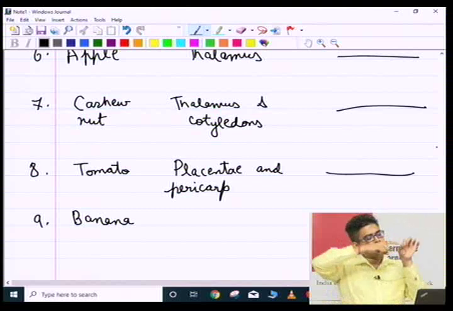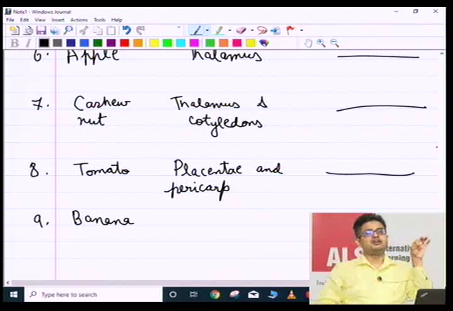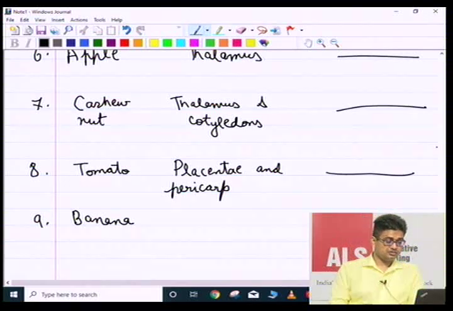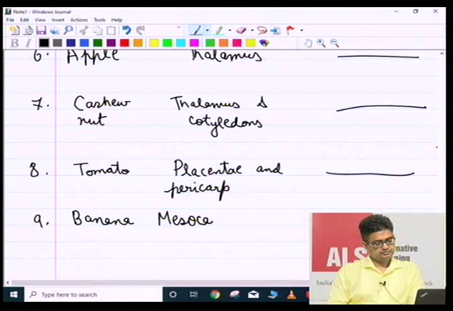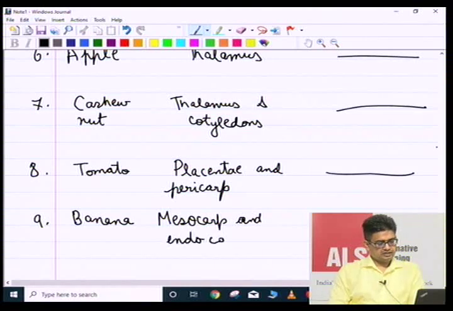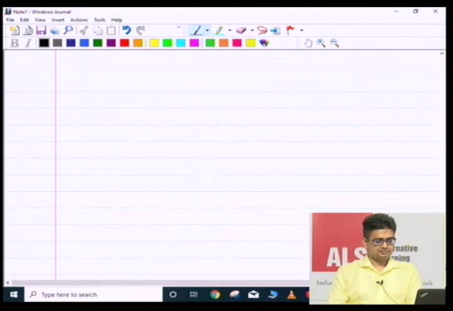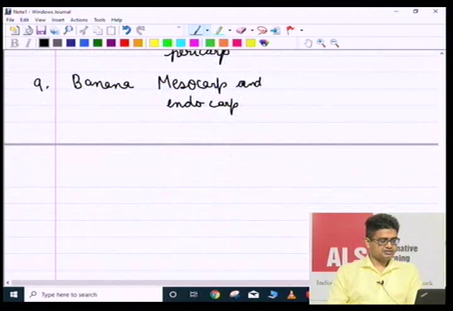And the placenta are present in the middle and the ovules. They are degenerating. Banana, you consume the mesocarp and endocarp. Pericarp is not consumed. They are thrown for the cattle. Okay. Banana is a berry.